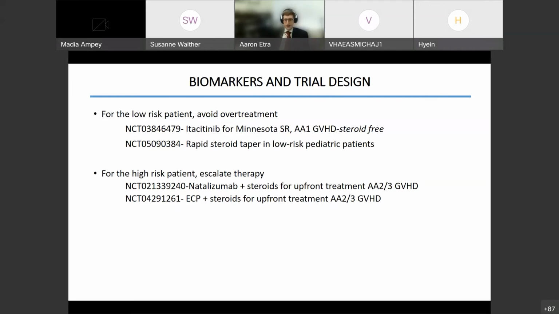And so the first study looked at adding natalizumab, which blocks T-cell trafficking to the gut, in addition to steroids for the upfront treatment of high-risk GVHD, Ann Arbor 2 or 3, right? So those are the patients who by biomarkers were at increased risk for non-relapse mortality. The second study, which is ongoing in Europe, adds extracorporeal photopheresis, ECP, to steroids for upfront treatment of, again, this high-risk population, the Ann Arbor 2-3 population. And so, stay tuned for results.